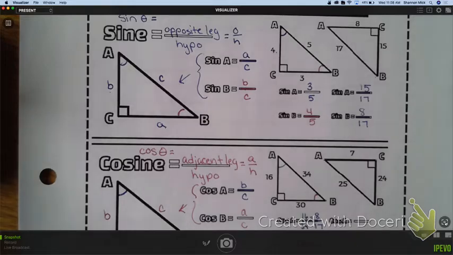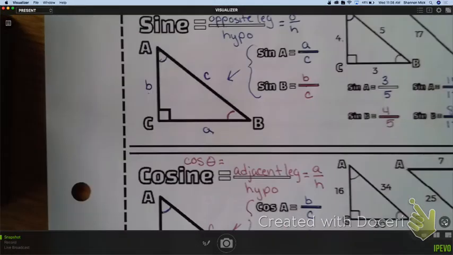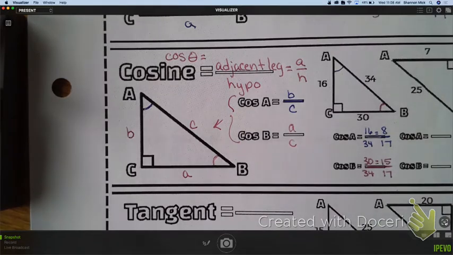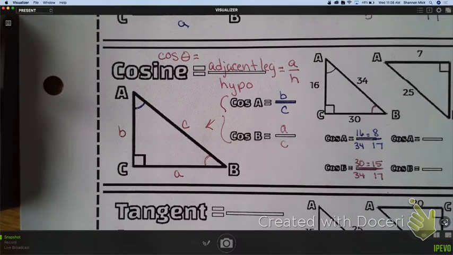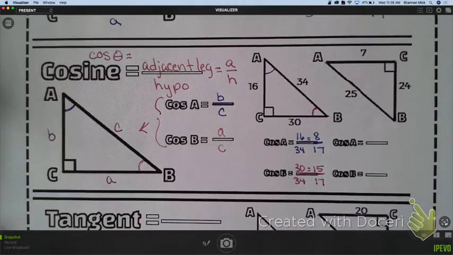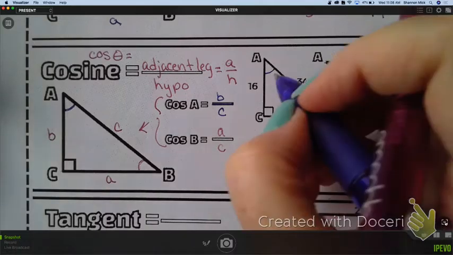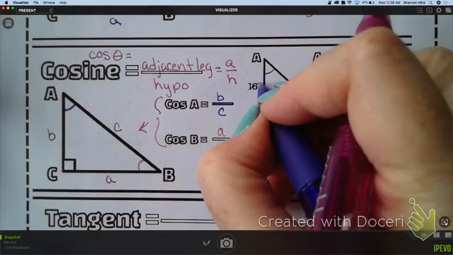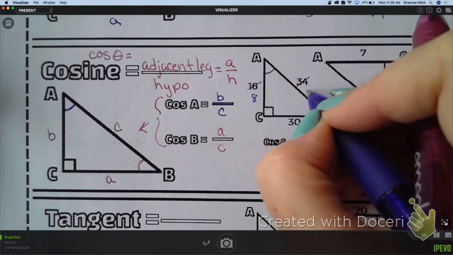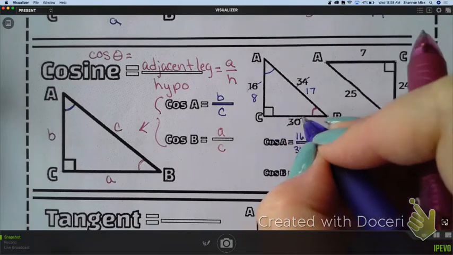Okay, now, do you guys know a shortcut? Not a shortcut, but a way that makes it a little easier. If I look at a triangle and I see that 16, 34, and 30 are reducible, like I can reduce them by 2. If I did that, this would be 8, this would be 17, and this would be 15.